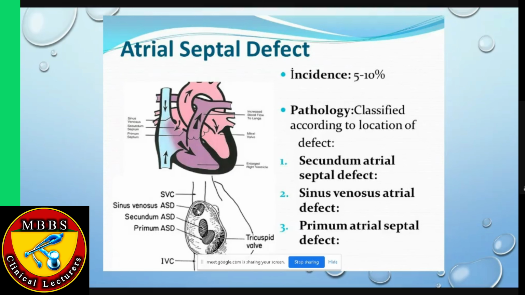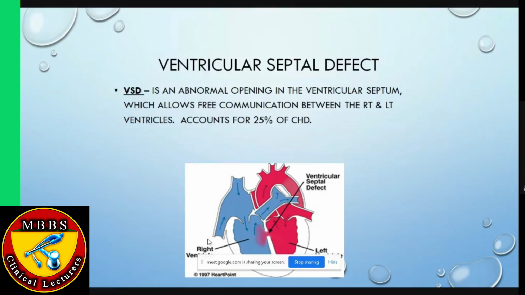So you can see these three septal defects, that is the sinus venosus type, the secundum type, and the primum type of the septal defects. Then we come to the next one, that is the ventricular septal defect, which is again an abnormal opening, but now this time it is in the ventricle, so we call it the ventricular septal defect.